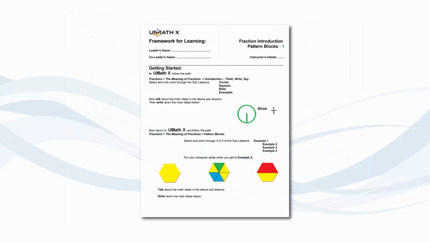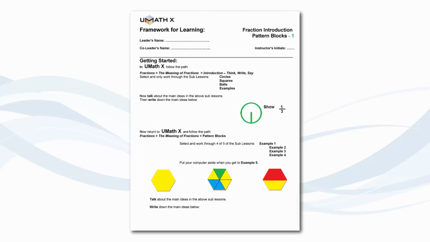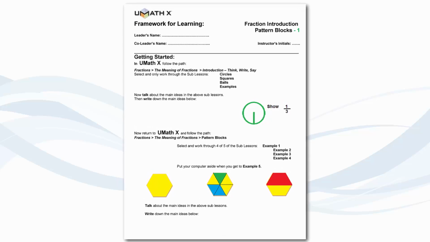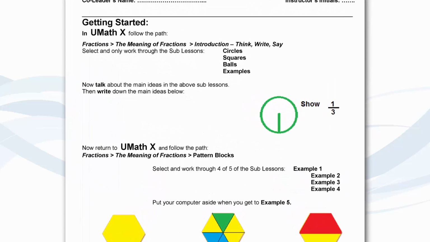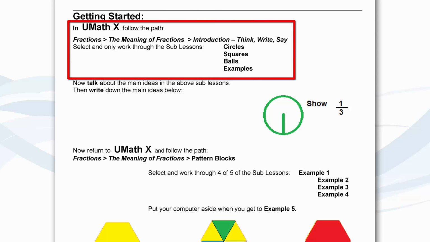Finally, the frameworks for learning are written for the UMath X menu so any learner in the world can use them. Students are directed by frameworks to various lessons within the program, but can be accessed using any of the menus. For example, in the first framework we looked at, the Getting Started section directs the student to the UMath X lesson, Introduction, Think, Write, Say, using the UMath X menu.